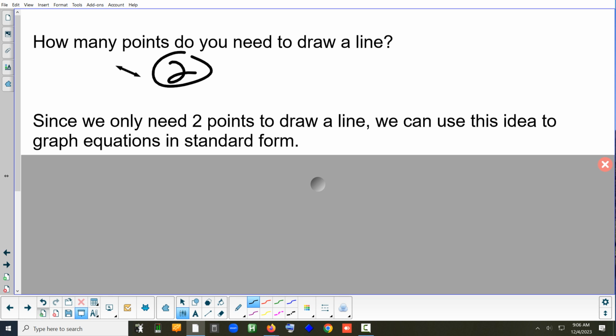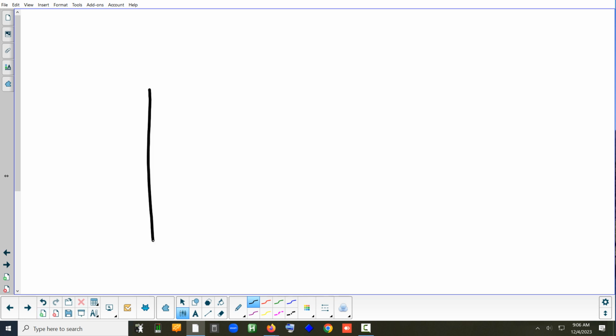I kind of showed you guys this earlier. The way we're going to draw lines is we're going to figure out where your line crosses the y-axis and where your line crosses the x-axis, and then we're going to draw a line through the 2 dots. When it's not a special case, we're going to have to find these 2 dots using some arithmetic. And that's what I'm going to show you how to do.